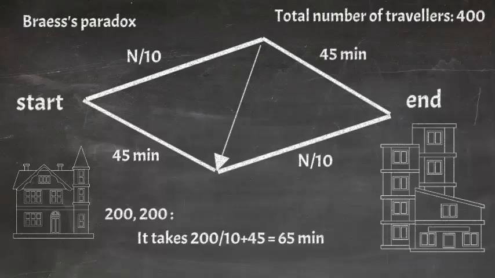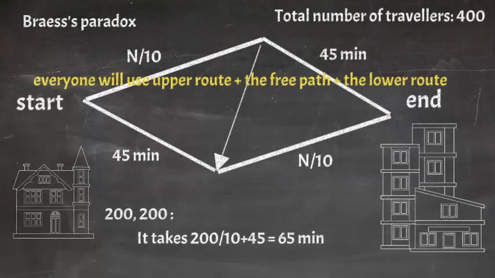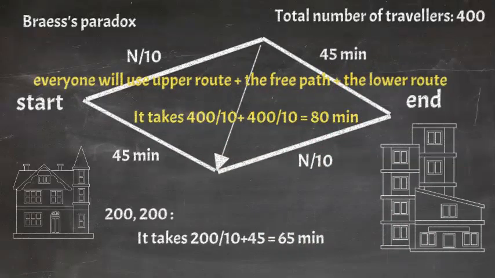In other words, the Nash equilibrium now is everyone uses the upper route, then the free path, and then the lower route. It takes 400 over 10 plus 400 over 10, which is 80 minutes, greater than 65 minutes. So this paradox tells us that adding a new route to a traffic network can actually increase overall travel time if individuals choose the route that seems shortest for them. The paradox highlights that more options do not always improve overall efficiency.